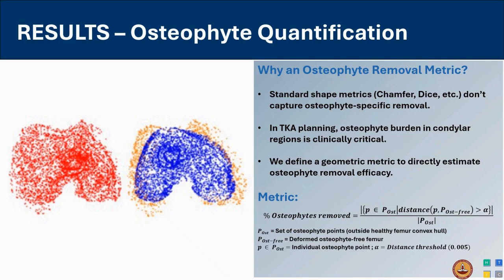On the test set of 45 femurs, Osteodeform effectively removes 70.7% of osteophytes on average. Clinically, removal of posterior and medial osteophytes is especially important for improving TKA outcomes, and our model is effective in these regions.